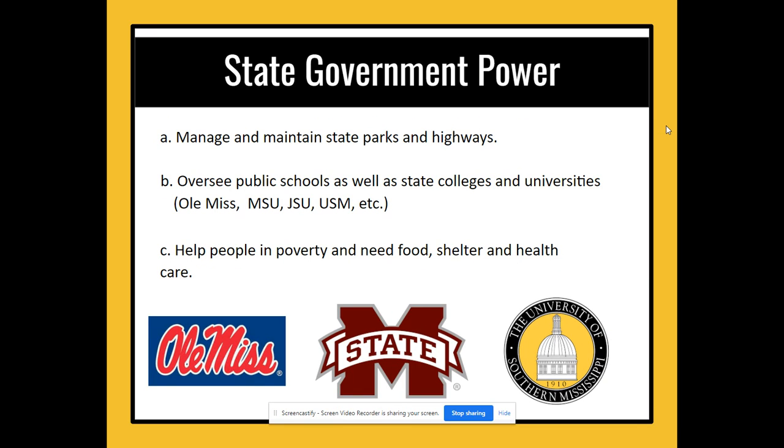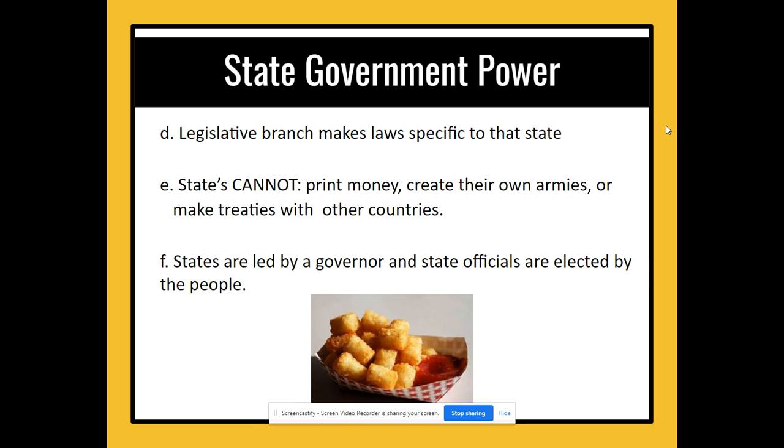At the state level, state governments do jobs like managing and maintaining state parks and highways. They also oversee public school as well as state colleges and universities. There are programs at the state level that help people in poverty that need food, shelter, and health care. The legislative branch at the state government makes laws specific to that state. Some of the things that states can't do: they can't print their own money, they can't create their own armies, and they can't make treaties with other countries.